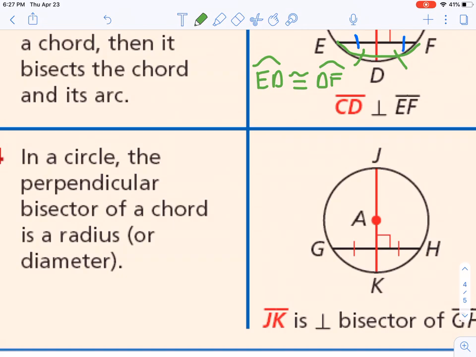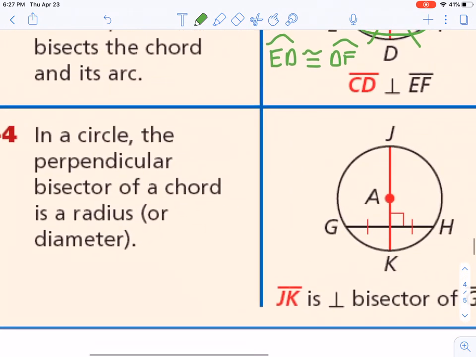Okay, and similarly in theorem 11-2-4, in a circle, the perpendicular bisector of a chord is the radius. So if a chord is bisected, it is always going to be true that it is either a radius or a diameter, because the only way that you can bisect it is if you're going through the middle of the circle, the center of the circle, right? So the only thing that can go through the center of the circle A is either the radius, which in this case would be AK, or if it goes all the way through, as in a chord, it would be chord JK, which is also known as the diameter JK.